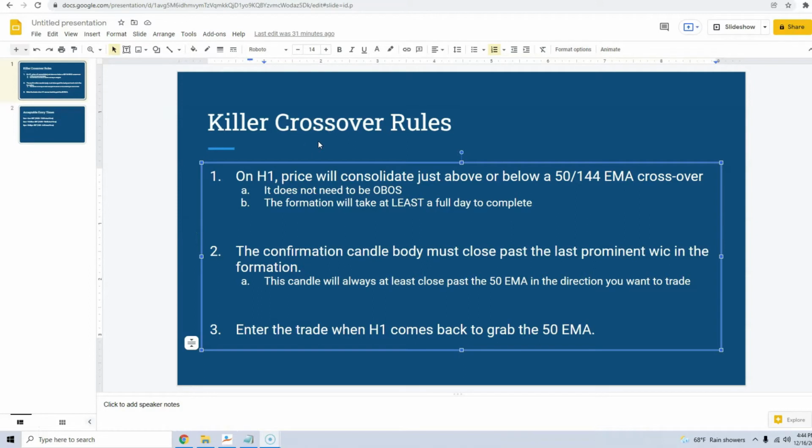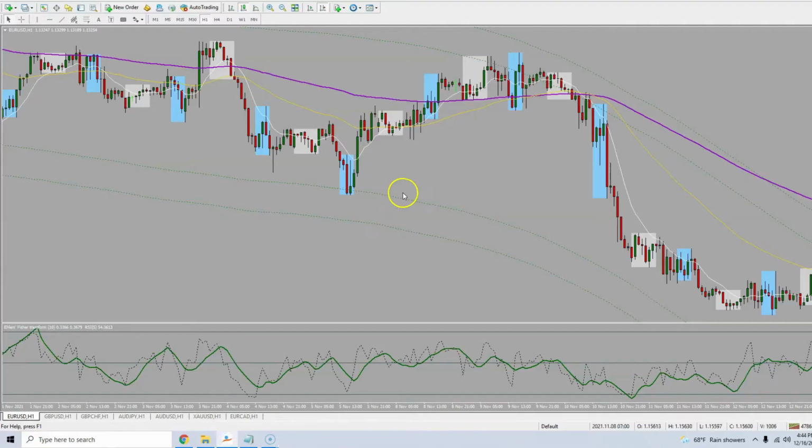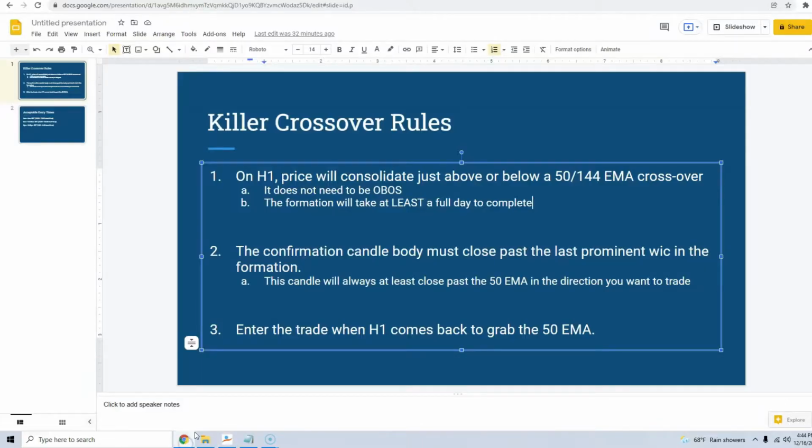So rule number one. On H1, price will consolidate just above or below a 50-144 EMA crossover. So when we look, let me go ahead and just highlight what we're looking at. Here's our area. Right here, you see the 50 EMA crossed over the 144. While that's happening, price is consolidating right here. It's not really a clear up or down movement within this box. So price is consolidated. It's just kind of chopping up and down while we have an EMA crossover. That's rule number one. That's really all it is to it.